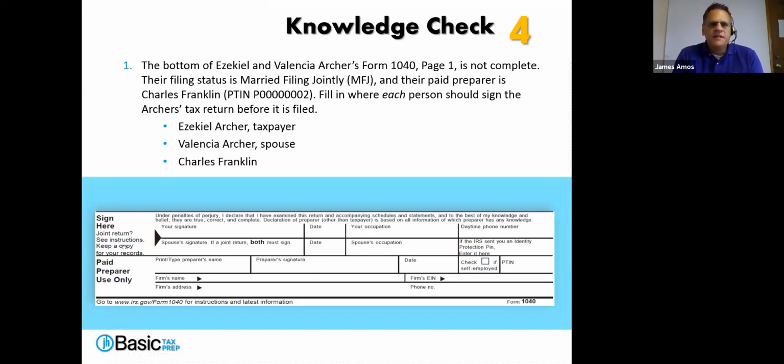The bottom of Ezekiel and Valencia's Form 1040, page 1 is not complete. Their filing status is MFJ, and their paid preparer is Charles Franklin, and that's his PTIN number. Fill in where each person should sign the Archer's tax return before it is filed. So obviously you can't physically fill this in because of the way we're doing this. So tell me, where would Ezekiel Archer, the taxpayer, sign and date?